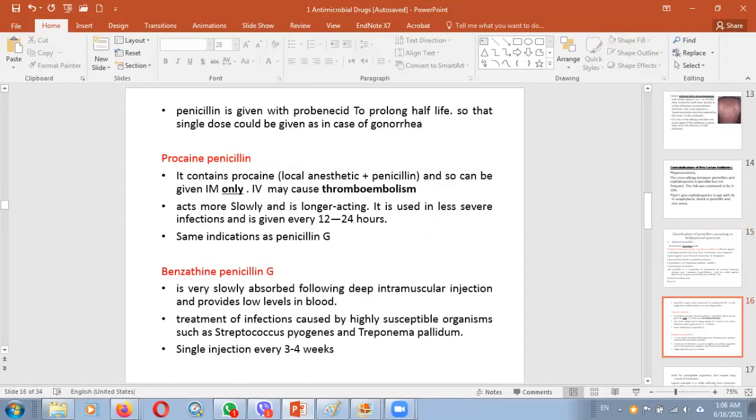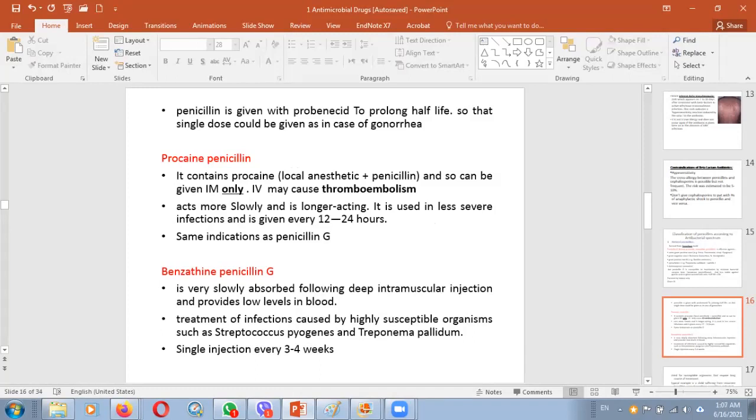Penicillin is given with probenecid. I think you remember this drug from the previous year. Probenecid, the drug that can prolong the half-life of penicillin. It inhibits the excretion of penicillin by the kidney, and thus it prolongs the half-life of penicillin, and so that single dose of penicillin could be given in case of gonorrhea.